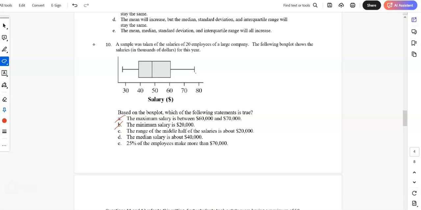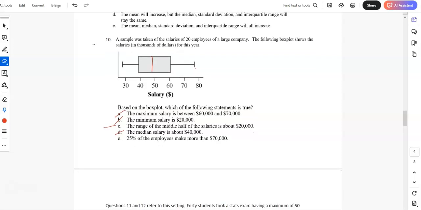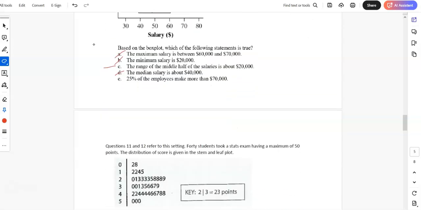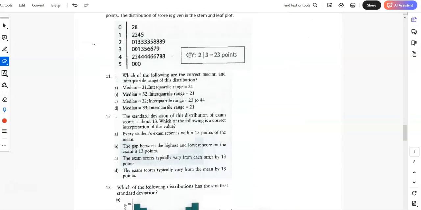The range of the middle half of the salaries is about 20,000. That's probably it. Median salary is about 40. No, the median is like 48-ish or 49-ish. That's the median right there. 25% of employees make more than 70,000. No, 25% is here. 25% make 60,000 or more, something like that, but not that.